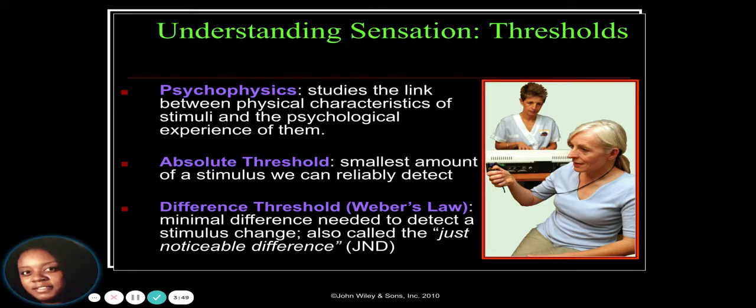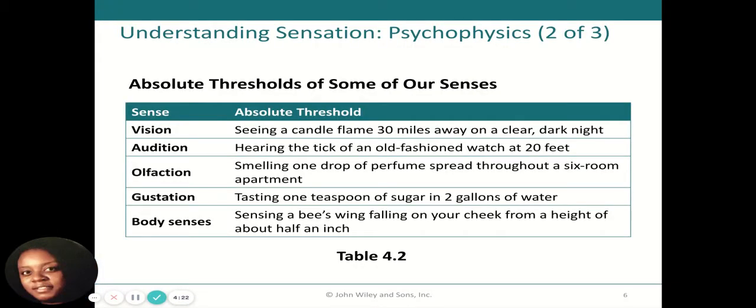Absolute threshold and difference threshold are two terms related to psychophysics. Our absolute threshold is the smallest amount of something that we can reliably detect. Like how much of something needs to be there for me to notice it's there. The difference threshold, also sometimes called Weber's law, is what difference needs to take place in order for me to notice that there has been a change. That's known as the just noticeable difference.